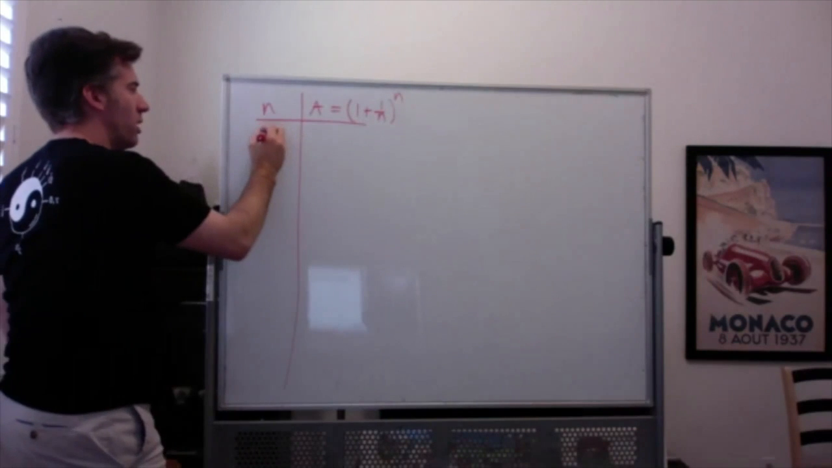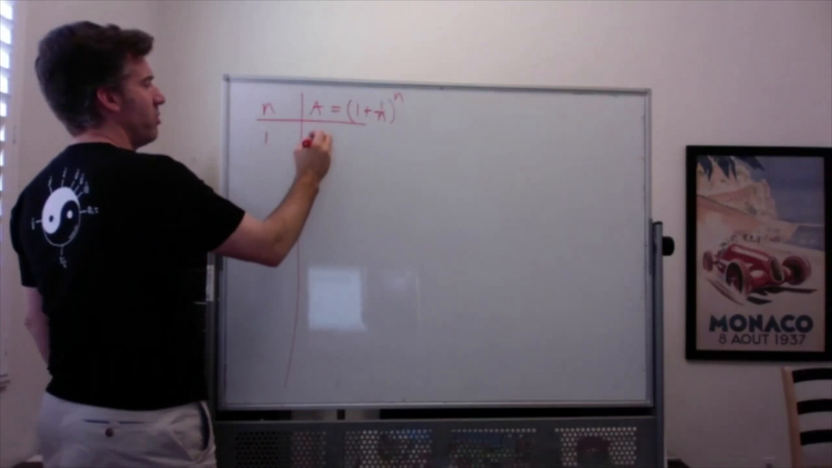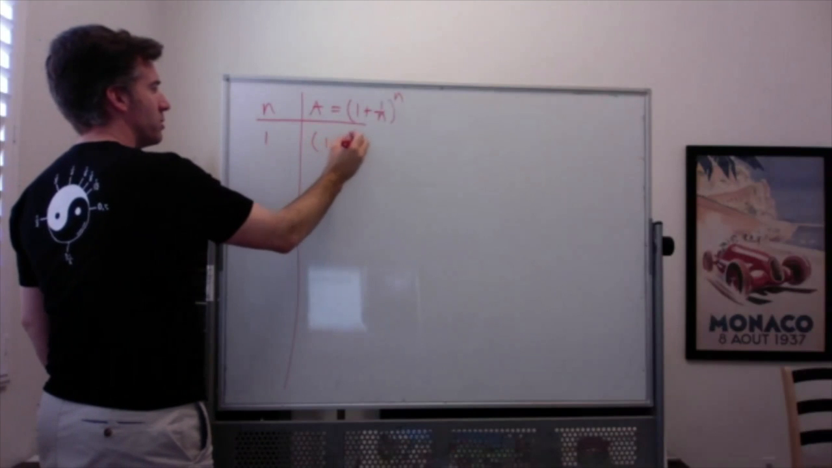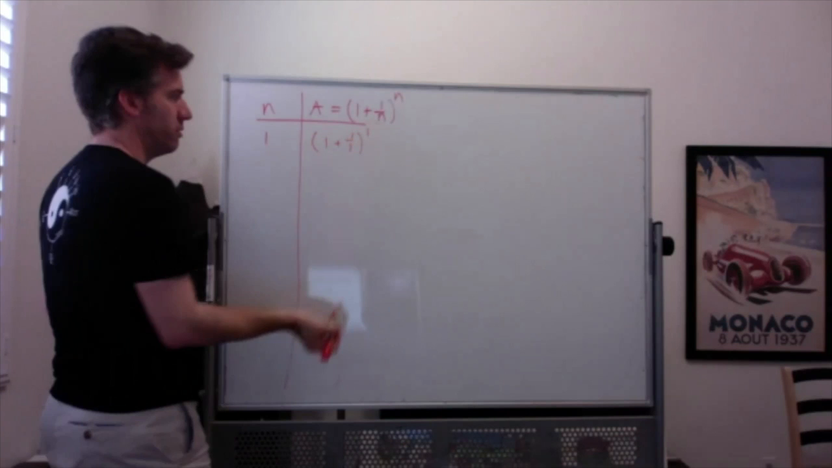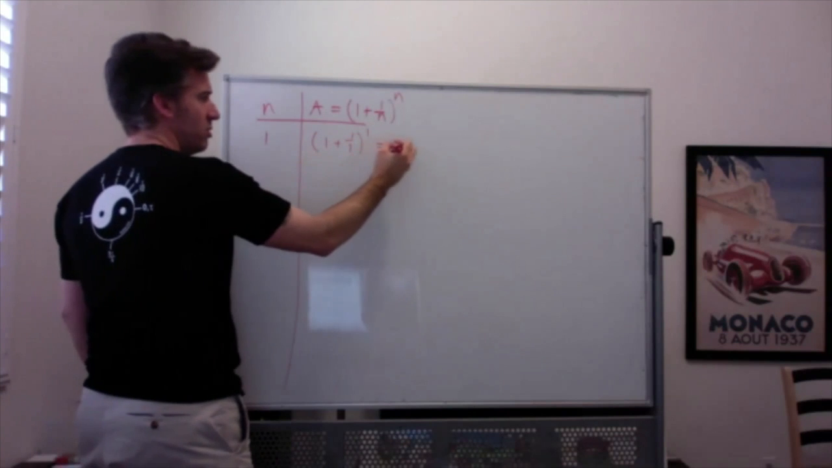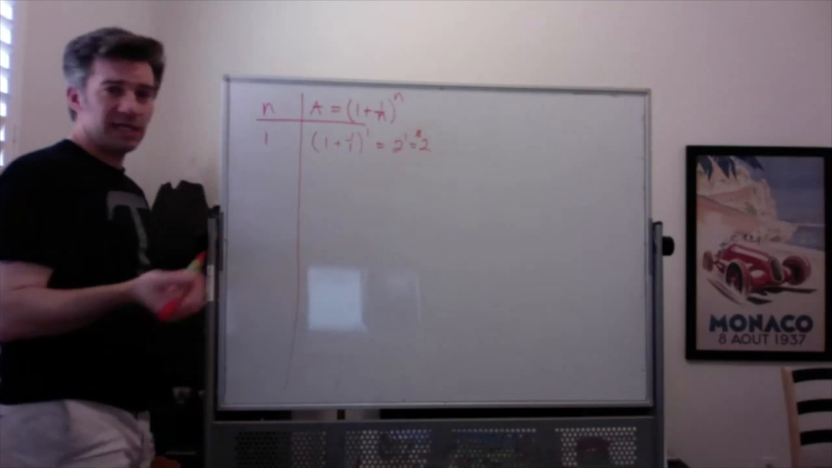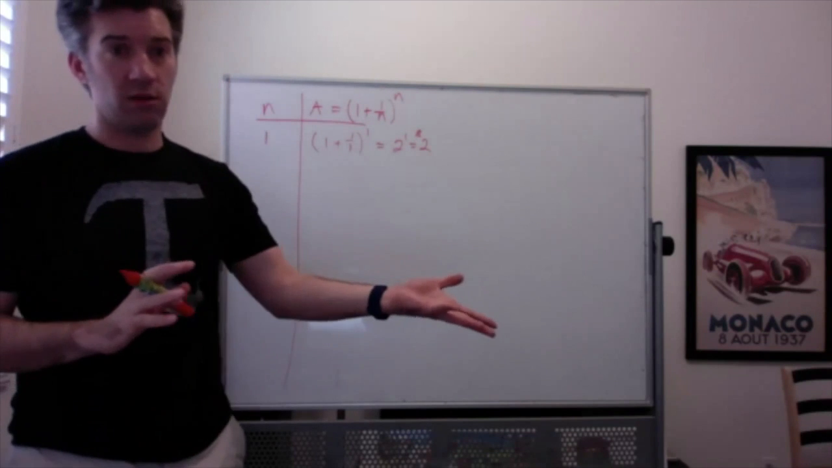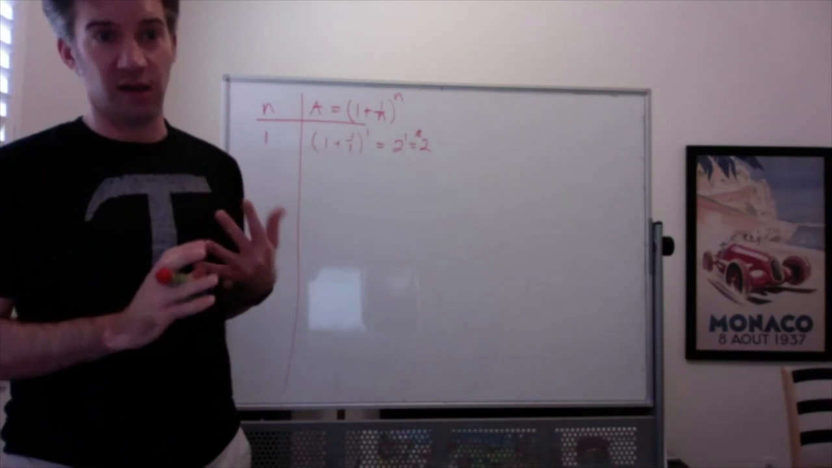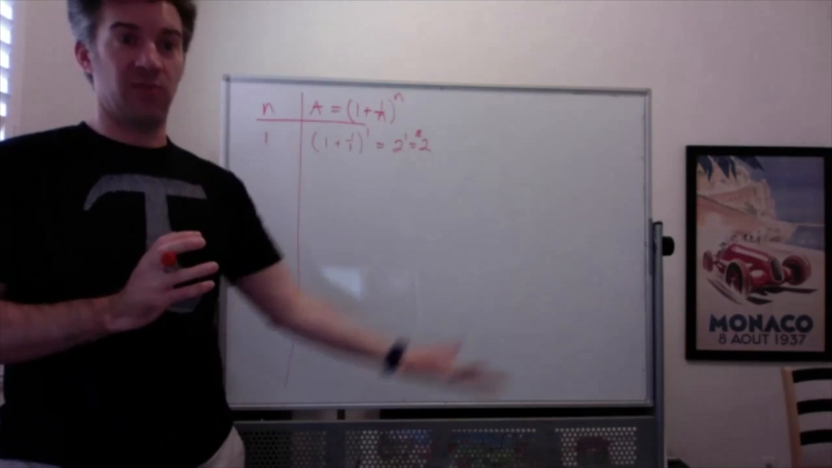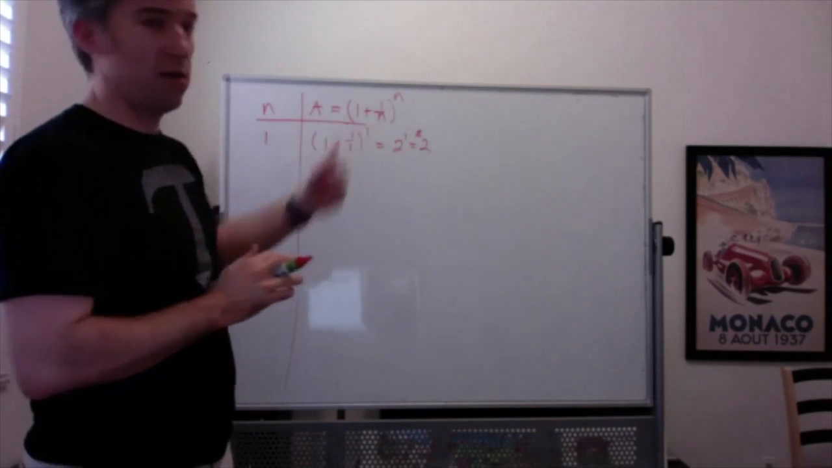So if n equals 1, the amount of money you're going to owe me is going to be 1 plus 1 over 1 to the 1. 1 plus 1 is 2. 2 to the first is $2. Which makes sense, right? If I loan you $1 and I charge you 100% interest at the end of the year, you owe me the $1 back plus 100% of interest, which is another $1, which is $2.